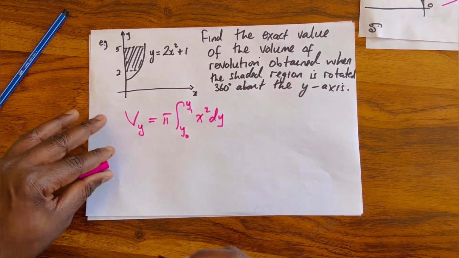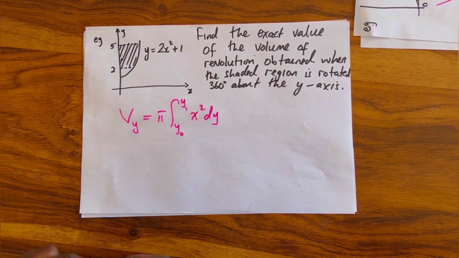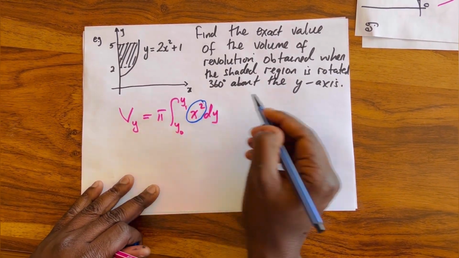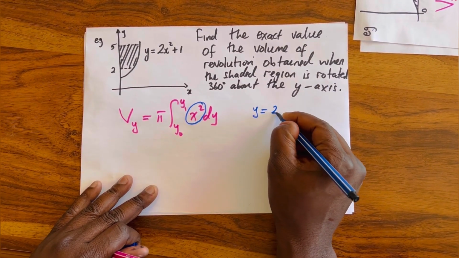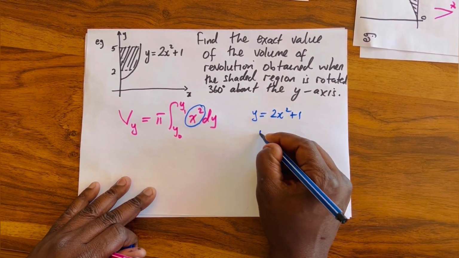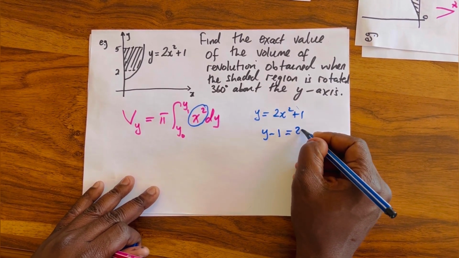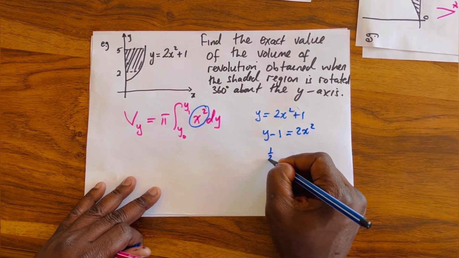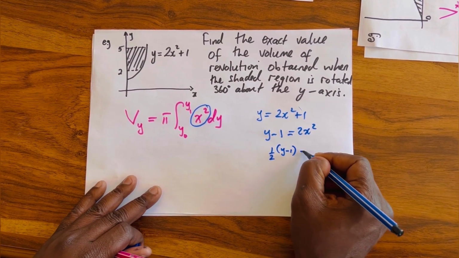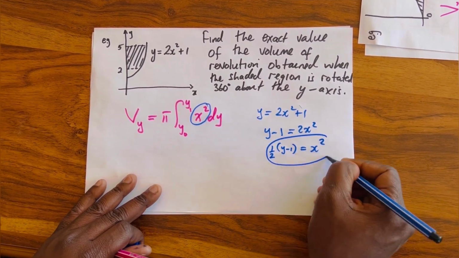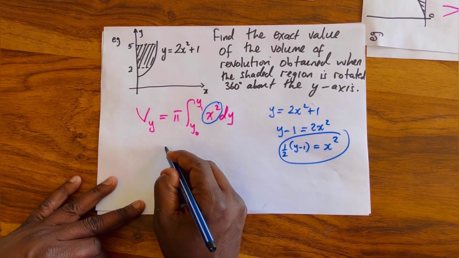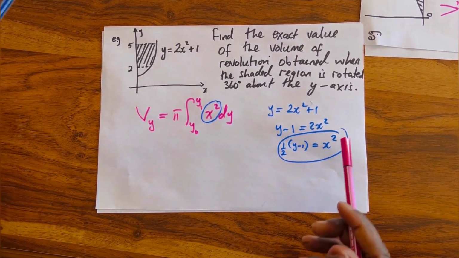All right. And again, like we did, we need to substitute for x squared. This is important. So you go to the formula given and you want to make x squared the subject. So I take 1 the other side, I have 2x squared. I divide by 2. I've got half y minus 1 equals x squared. So I've made x squared the subject. So when I go on the other side, that's what I substitute.